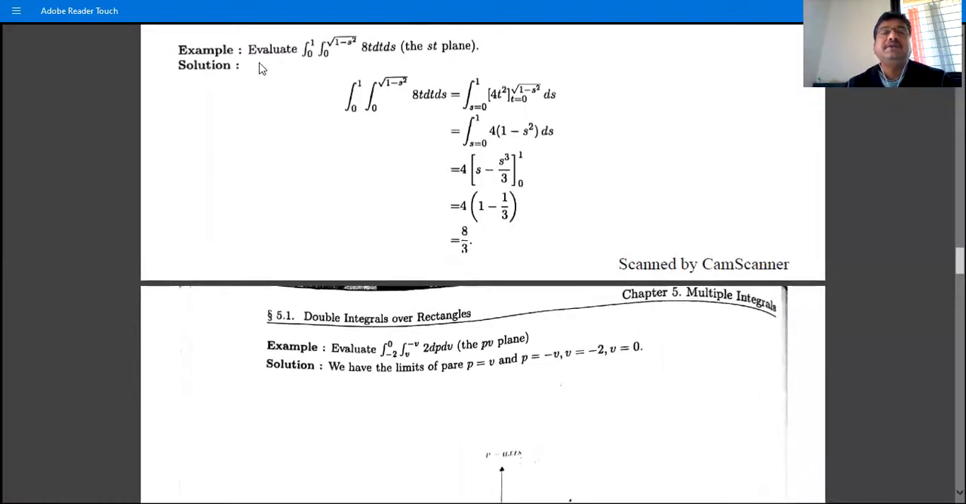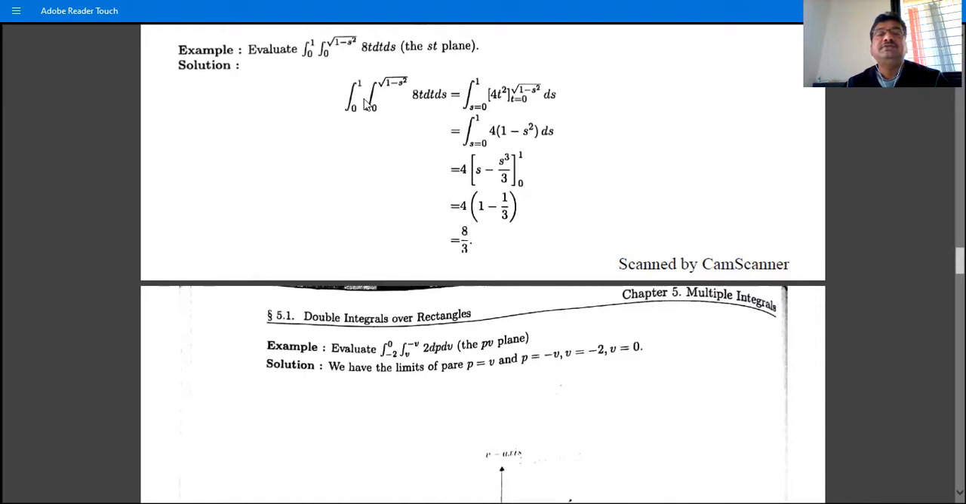Next problem, evaluate the integral from 0 to 1, integral from 0 to root 1 minus s squared, 8t dt ds. So this is the ST plane. For convenience, we can also use the notation x and y instead of s and t. So it is an ST plane. Replace s by small x and t by small y and consider this problem.